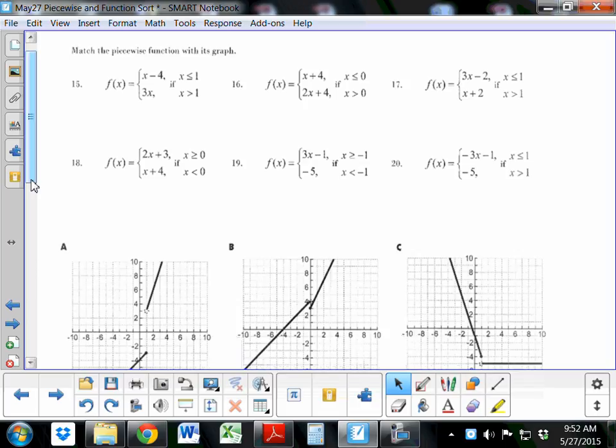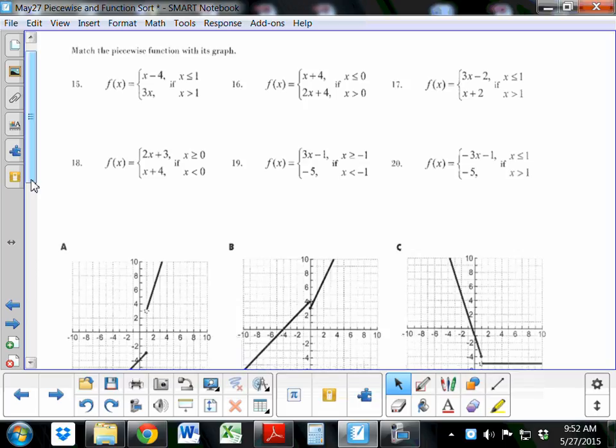You can do this a variety of ways. Some people look at the restrictions to help them know where the break is in the two pieces. Some people look at the lines and start to think about the slopes or the y-intercepts. But I want you to imagine you were graphing number 15 and find the graph that's already done for you. You probably won't have to really look at both pieces to figure it out.